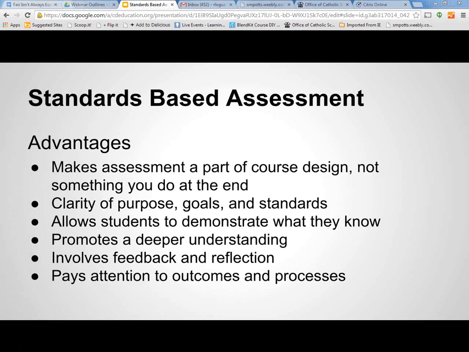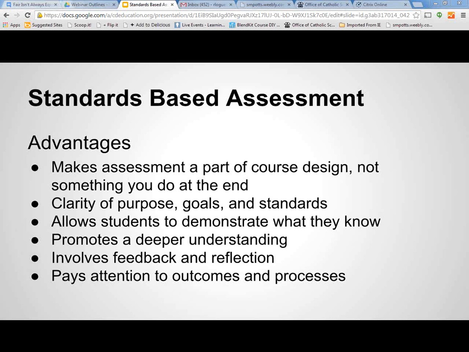All right, so what I want to do here is talk about some of the advantages of using a standards-based assessment. Assessment becomes a part of the course design, not something you throw in at the end. When you throw it in at the end, it's not always matched up to what you taught. When you think about standards-based assessment, you should actually begin with that. What are the standards you're going to teach, and how are the students going to prove that they know what you've taught? And when you do that, it becomes a big piece of the class.